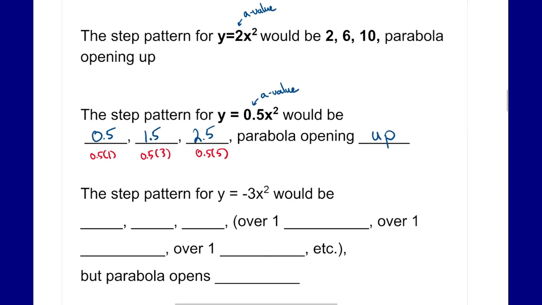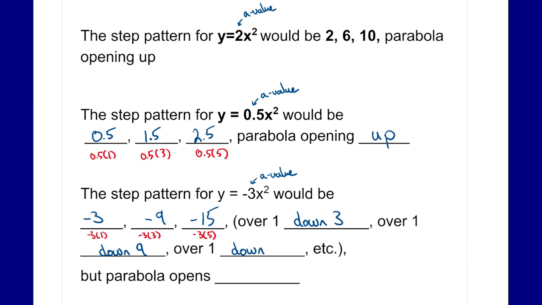The next one, the step pattern for negative 3x squared, we have our a value, and this would be negative 3, negative 9, negative 15 for our step pattern. And again, how we get that is negative 3 times 1, negative 3 times 3, and negative 3 times 5. So we're just multiplying that basic step pattern by the a value. Now this one's a little different because it's negative, so this means we go over 1, and now we go down 3. Over 1, down 9. Over 1, and then down 15.